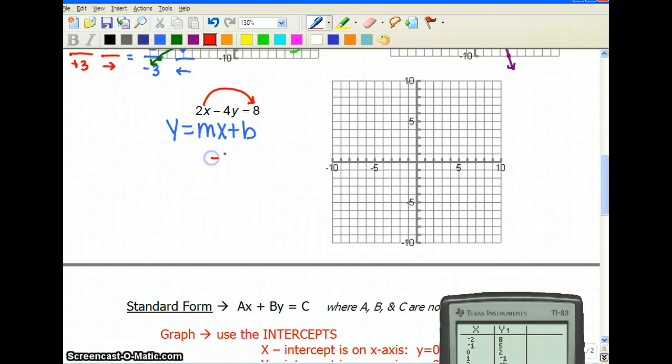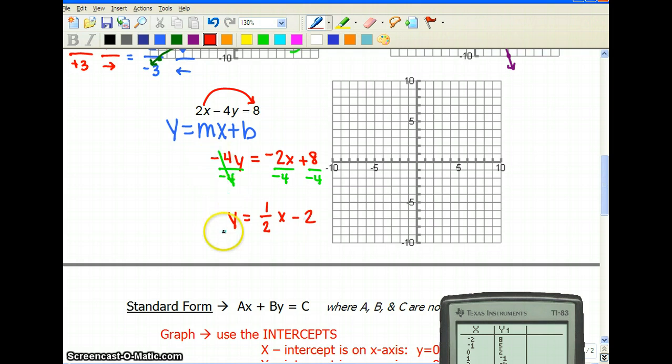So we're going to move the 2x over here, and the x part goes in the front. So we're going to have negative 4y equals negative 2x plus 8, because I want the x part in the front. Now I need to divide by negative 4. If I do it to that, I have to do it to both of these. Well, these 4's cancel, and I end up with y is equal to 1/2 x minus 2.